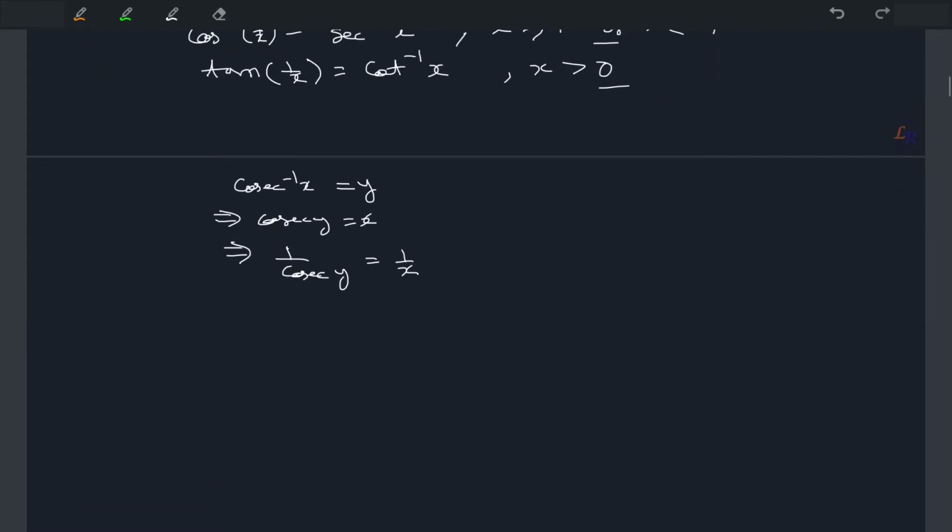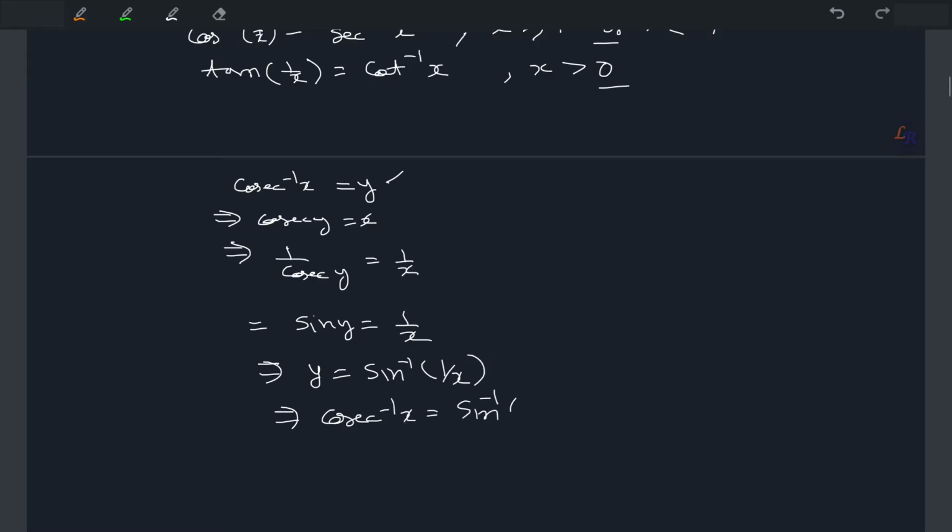Right? So this 1 upon cosec y you can write as sin y, is equal to 1 upon x. This implies y is equal to sine inverse 1 upon x. Now here we have assumed y is equal to what? Cosec inverse x. So you can write cosec inverse x is equal to sine inverse 1 upon x, right?